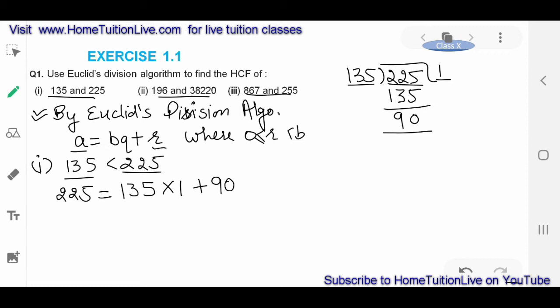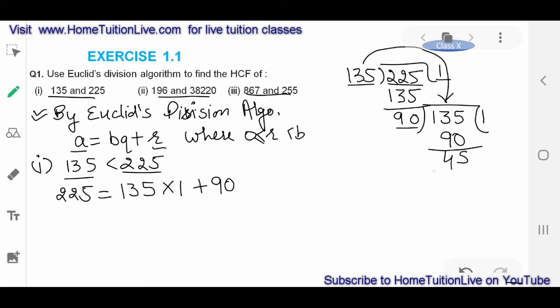Okay, so now in the next step we will divide it further. In this next step, our divisor becomes our dividend. This is 135, and this 135 is now our dividend, and our remainder becomes our divisor, and we will divide this number by 90. Okay, 90 once goes into 135, and we get some remainder. That remainder is 45.